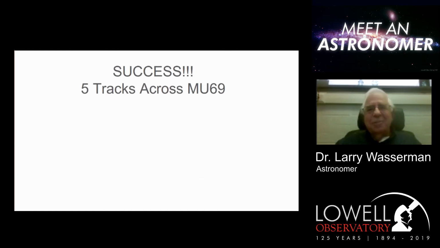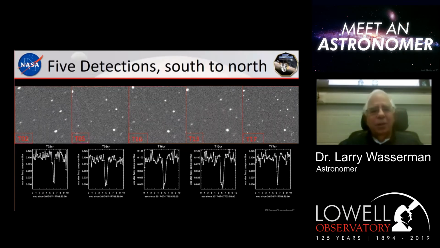But we succeeded. We got 5 tracks across the object. Hooray. And of course, 19 misses. But that's to be expected. You know you're taking a chance when you do this that you won't be one of the lucky ones. So what do we get?